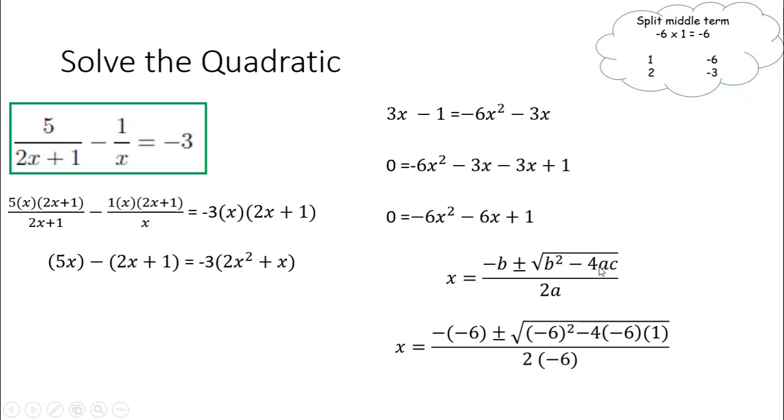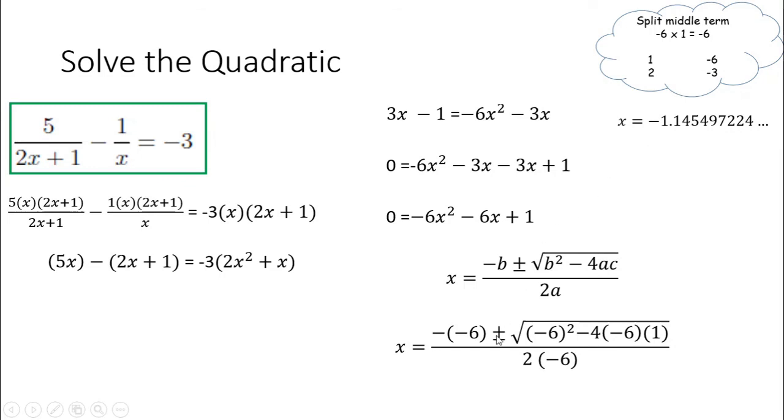Minus 4ac, so a is negative 6, minus 4 times negative 6, and c is positive 1, so times 1. Okay, over 2a. 2a is 2 times negative 6, and that works out to be either negative 1.145497224. Again, I wouldn't write all of this out. I just need to round to 3 significant figures.